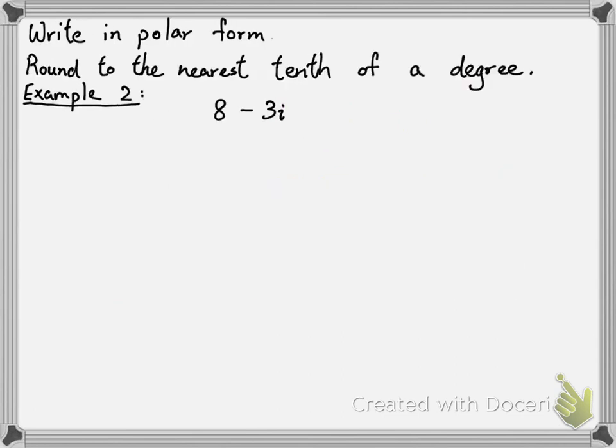Write in polar form. Round to the nearest tenth of a degree. Example number 2. 8 minus 3i. Please feel free to pause the video so that you can give this problem a try.